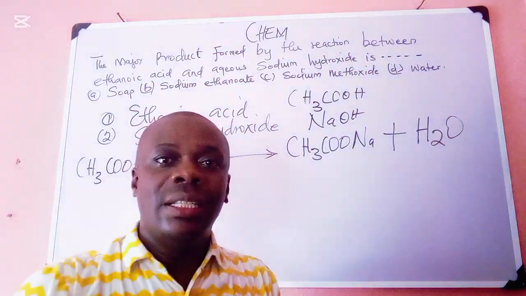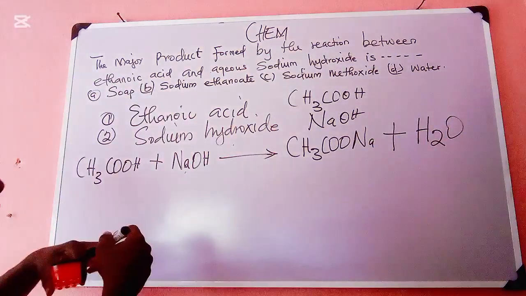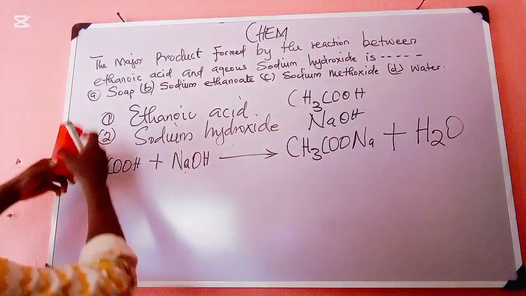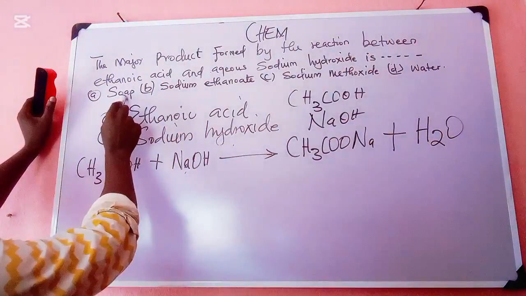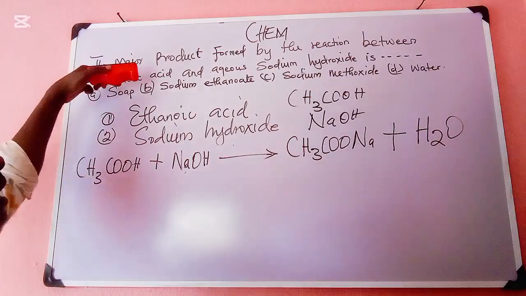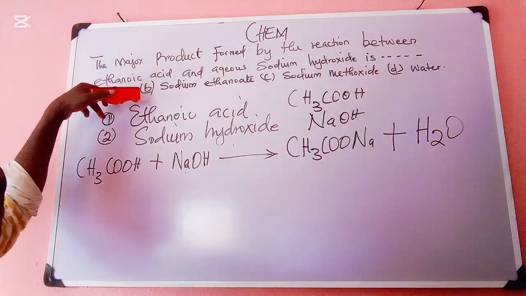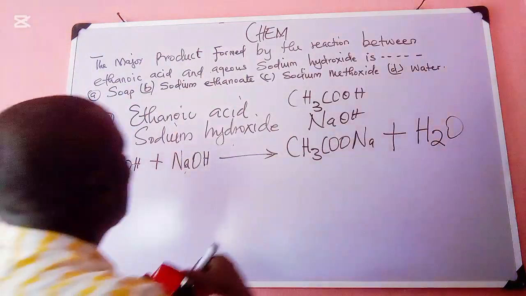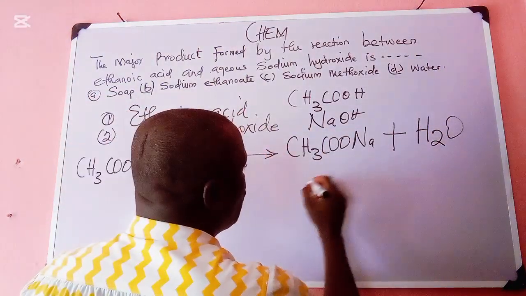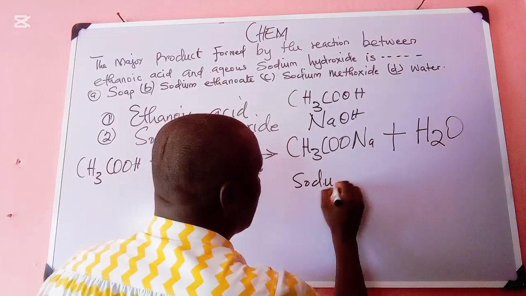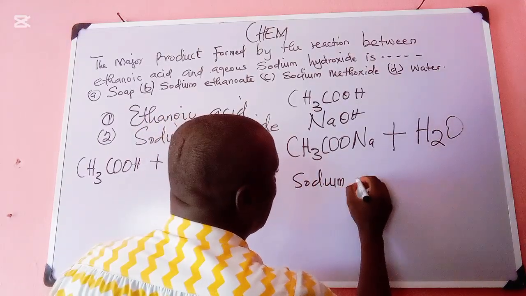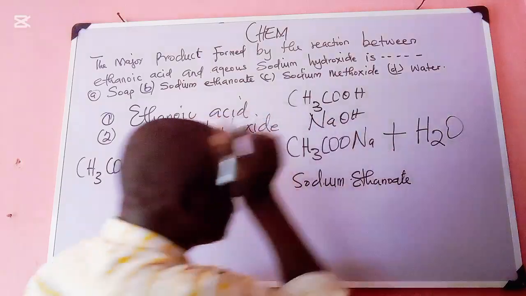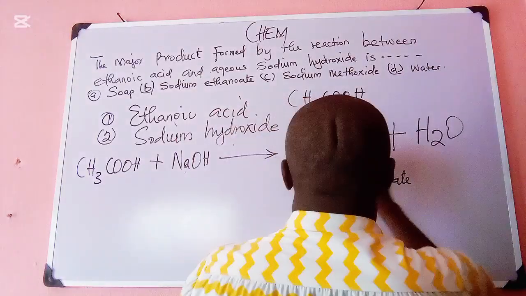So from the selection process, we can see that for the soap option, a typical reaction that can give us soap is a saponification process. Then this is sodium ethanoate, and we can see that this is our sodium ethanoate. Then we can see that this is water.